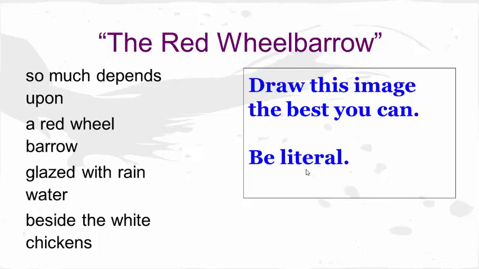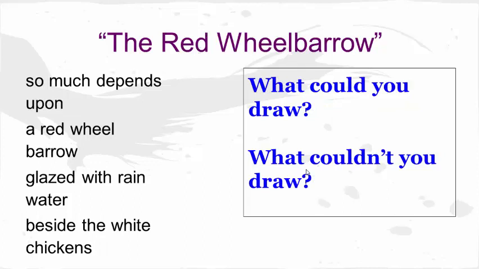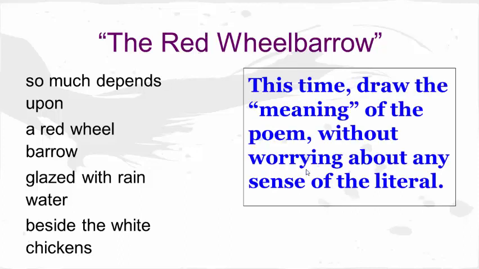Okay, the next step is to do something even harder, and that is to try to draw the meaning of the poem. What you could draw were the red wheelbarrow, the rainwater, the chickens, but what you couldn't draw is "so much depends upon," and that's where our meaning comes in. What would it mean to draw the meaning of the poem without worrying about any sense of the literal? In order to draw the meaning of the poem, you have to bring in "so much depends upon." If you don't do that, you haven't addressed the meaning of the poem.